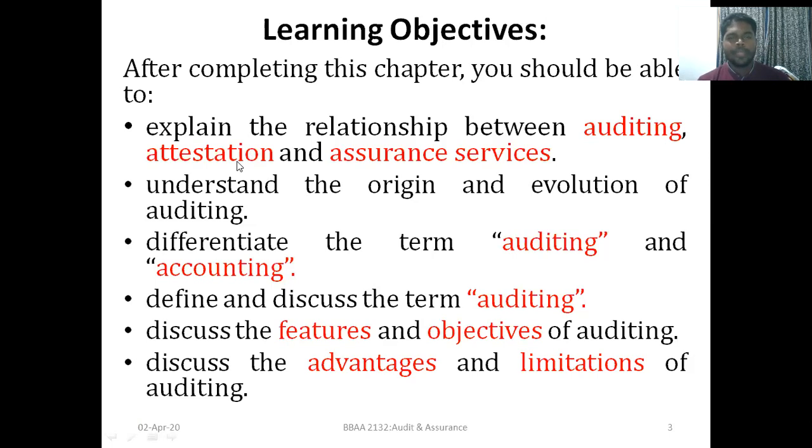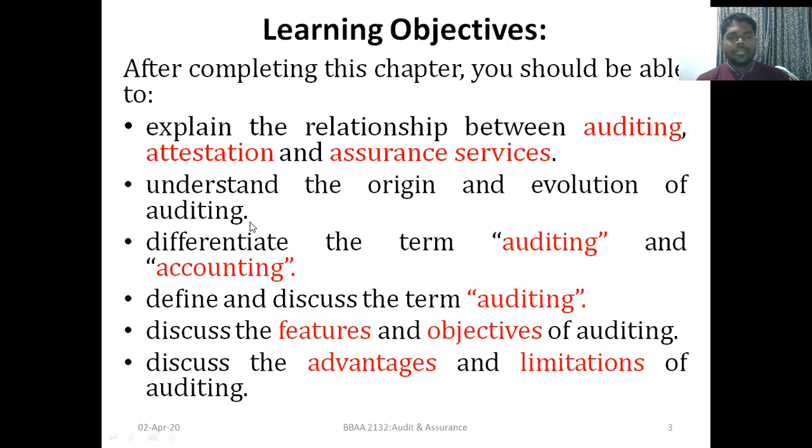The first one: after completing this chapter or this handout, you should be able to explain the relationship between auditing, attestation, and assurance services. This is the first objective of this handout. This is a very important objective. We will discuss it deeply in the coming slides.